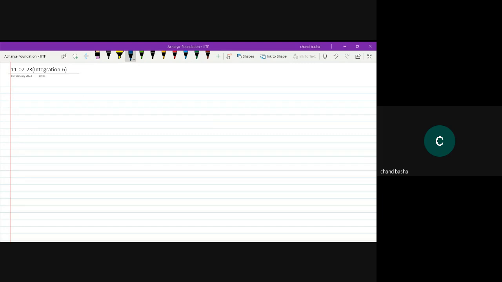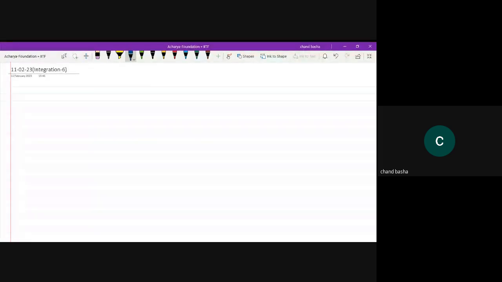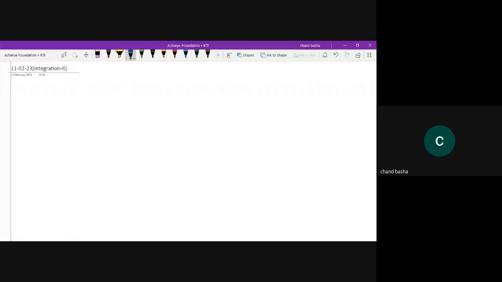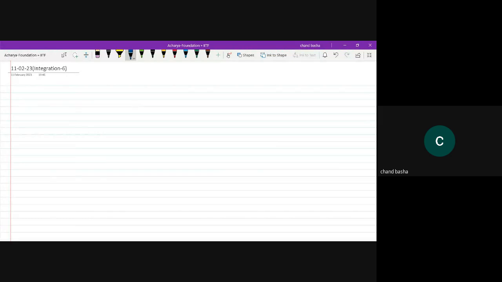We'll try to continue with the same topic, integration. As I said, we are a little bit confused while doing integration of a few of the functions because we may get some confusion in differentiation and integration formulas. So let's try to discuss a few of the complicated questions which we have not discussed in the previous classes.